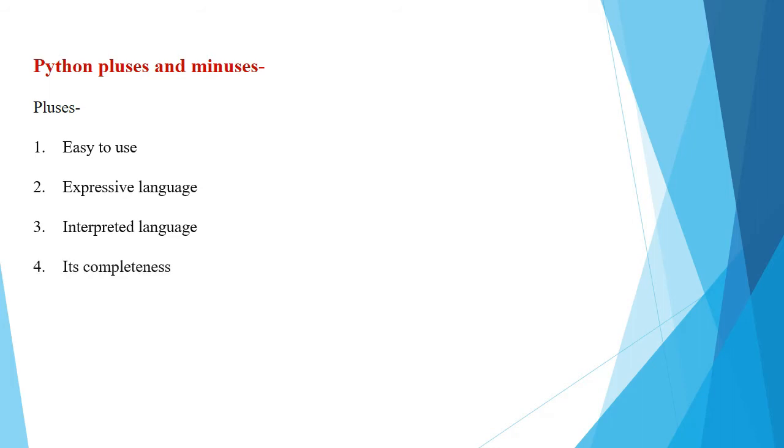Next is completeness. Why is it said to be a complete programming language? Because whatever libraries are there in Python, they come by default. Once you download the Python software from the official website, for most of the things you want to do in Python programming, you don't need to import any extra library. It already has all the libraries required for functioning. So that's why you can say it is a complete programming language.